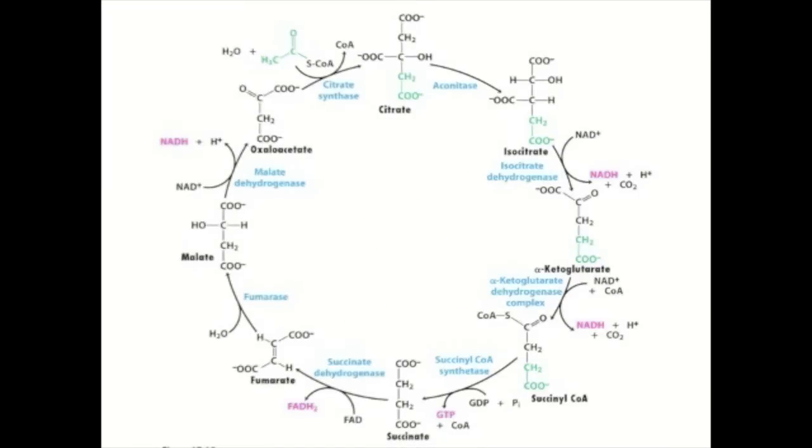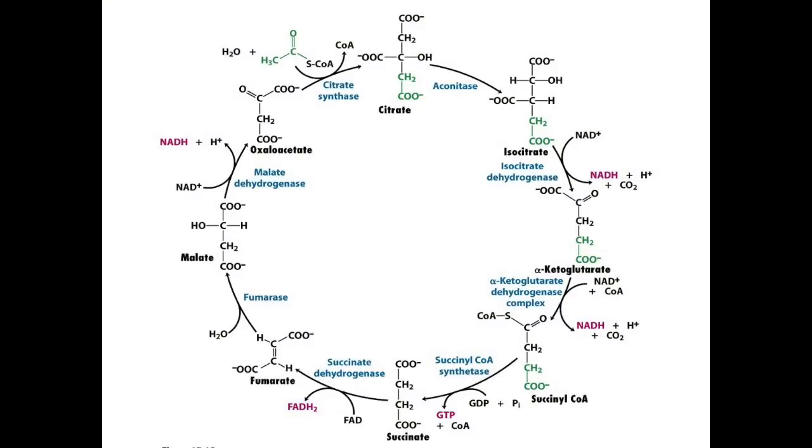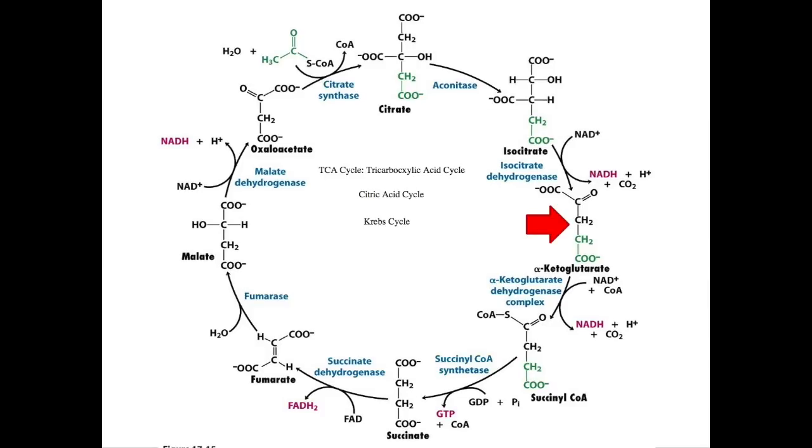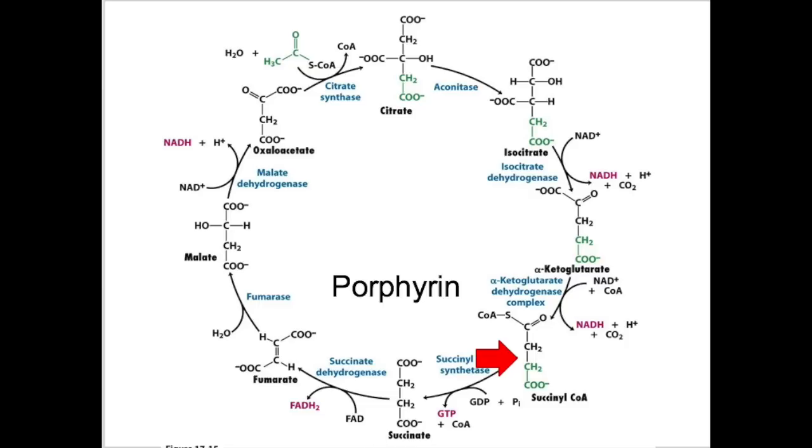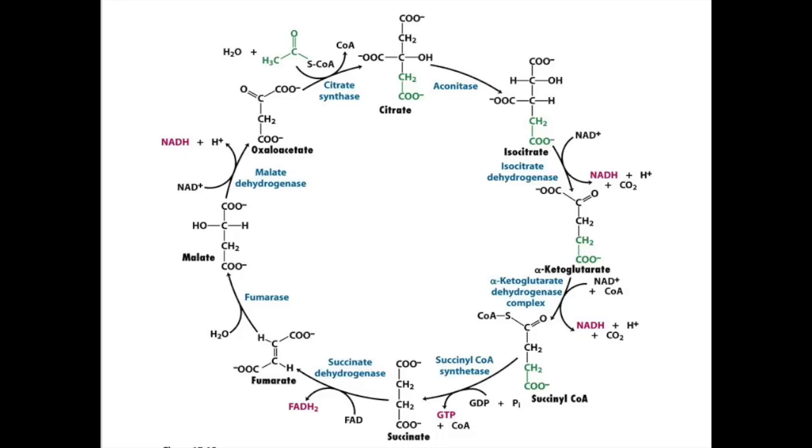Now, the citric acid cycle is the hub of metabolism. This is where fuels go to be oxidized. A lot of the intermediates are also very important for other pathways. Alpha-ketoglutarate and oxaloacetate are important both for the synthesis of nucleotides and amino acids. Succinyl-CoA is important in the production of porphyrins, and so truly, the TCA cycle lies at the center of metabolism.